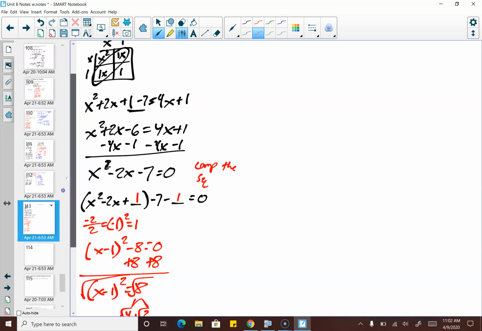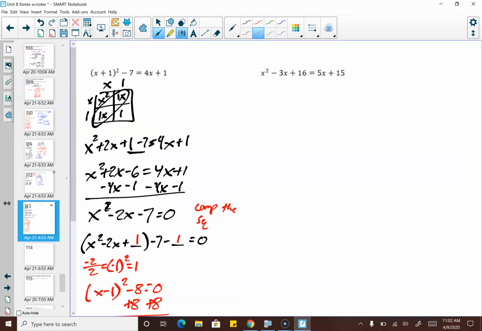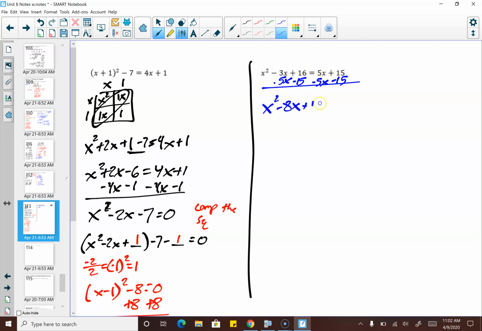So this is probably the hardest of all of them because it involves all this work that's in the black pen first, just to be able to get it set up equal to 0 so that we can use one of our methods. X squared minus 3x plus 16 equals 5x plus 15. All right, again, can't do anything until it is set equal to 0. X squared minus 8x plus 1 equals 0. So good chance not factorable because nothing multiplies to 1 and adds to negative 8.